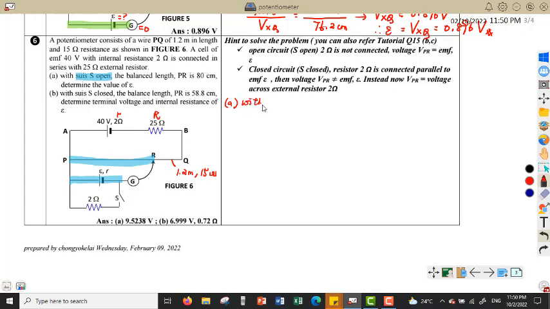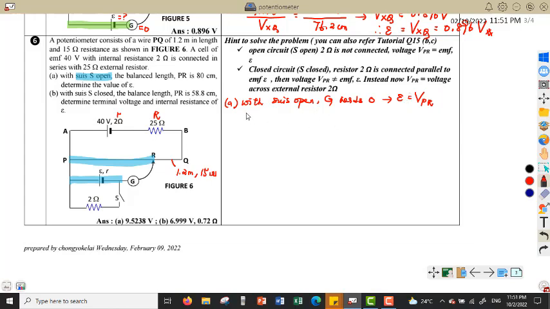With switch open, as our G reaches 0, it means that our EMF of the battery will equal to the VPR. So we try to find the VPR. We get the VPR, we can get the value of the EMF of the battery.